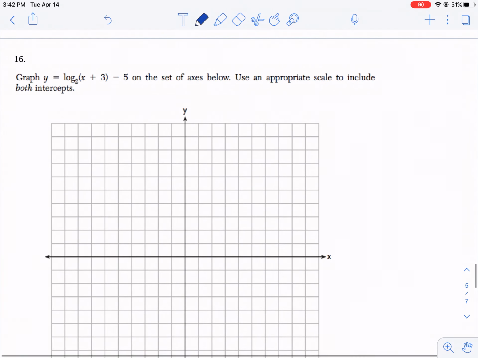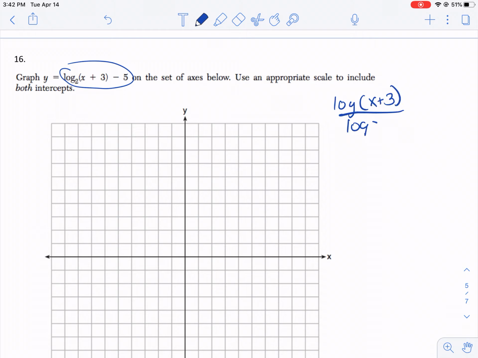Alright, last one, number 16. Graph on the set of axes. We have to use change of base. So we've got log of x plus 3 over log of 2 minus 5. Make sure you write that on your papers. Well, you're not taking Regents, but if you were, they would like to see that. X plus 3 divided by, well, make sure you end your parenthesis after the x plus 3. Log 2, end your parenthesis, minus 5.